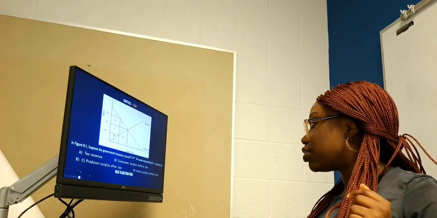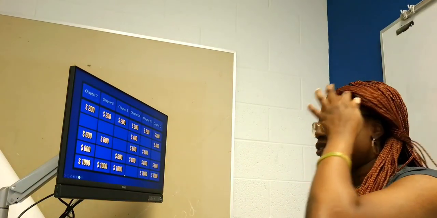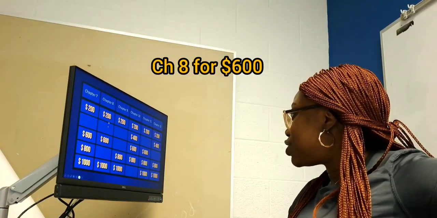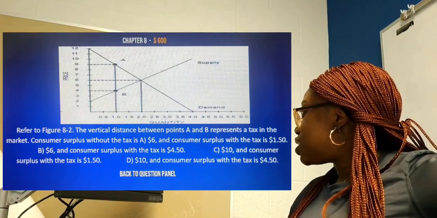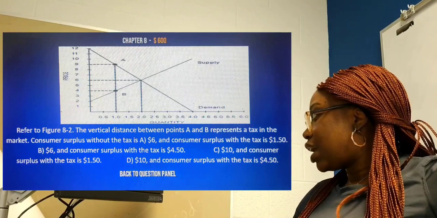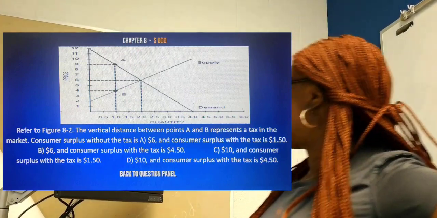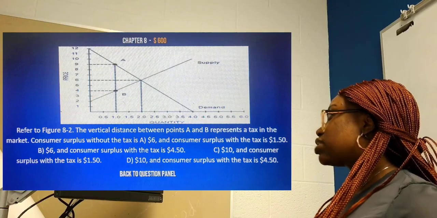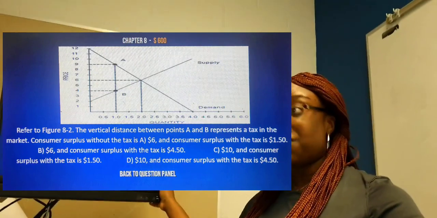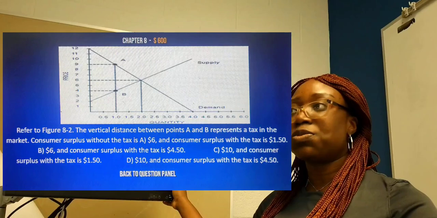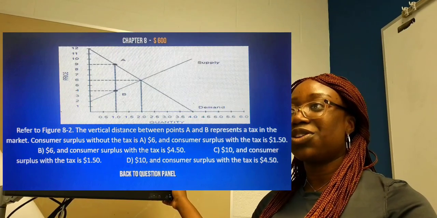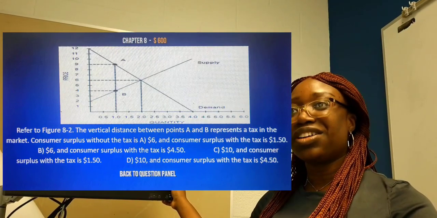Bonus. You got that down? Bonus 31. All right. Group 1. Got your question now. 8 for 600. The vertical distance between points A and B represents the tax, okay? Consumer surplus without the tax is... And then what is consumer surplus with the tax? What's your answer? Ready when you're ready. Time is running out. We're going to hand this over as a bonus to group 2. You don't know? Nobody? Going?